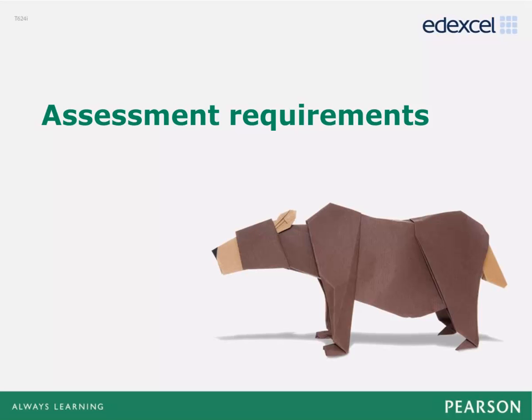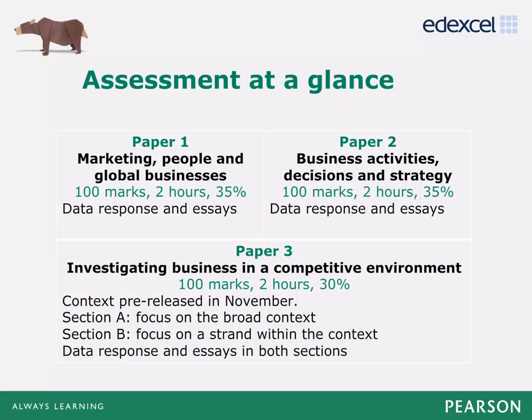To begin, let's remind ourselves of the A-Level assessment structure. There are 3 externally examined papers for the A-Level qualification. Theme 1 and Theme 4 are assessed in Paper 1. Theme 2 and Theme 3 are assessed in Paper 2. And Paper 3 assesses content from across the entire course, bringing all the concepts together. Paper 3 has a pre-released context, which will be made available to centres in November, at least 6 months before the exam, to enable you to use this context in the classroom.